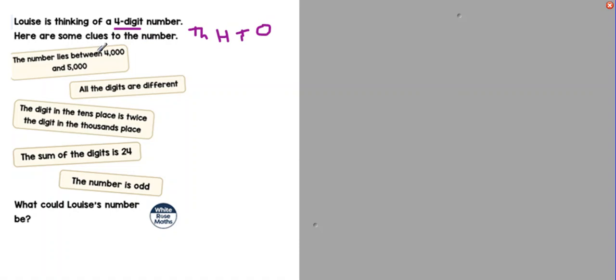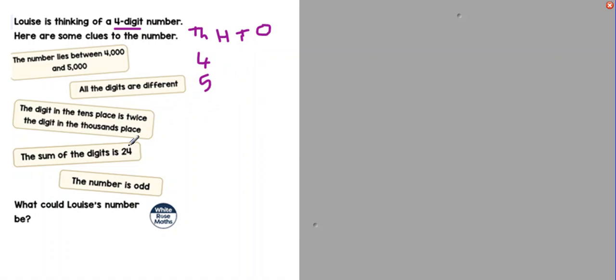So the number lies between 4,000 and 5,000. So here you could have a 4 or you could have a 5. All the digits are different, okay? So in your hundreds, tens and ones, you can either not have a 4 or a 5. The digit in the tens place is twice the digit in the thousands place, okay? So have a think about that.